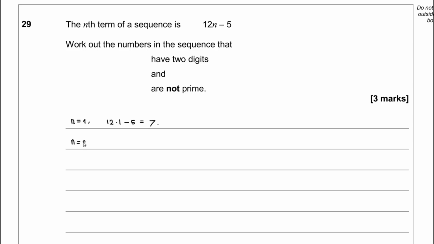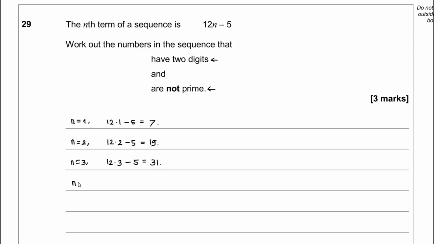When n is equal to 2, the second term will be 12 times 2, take away 5, it's 24, take away 5, it's 19. We start having the 2 digits as required here. Now, 19 is a prime number, so we can't take this because it has to be not prime. Let's carry on with n equal to 3. Then 12 times 3 minus 5 is 36, minus 5, so it's 31. And 31 is still a prime number.